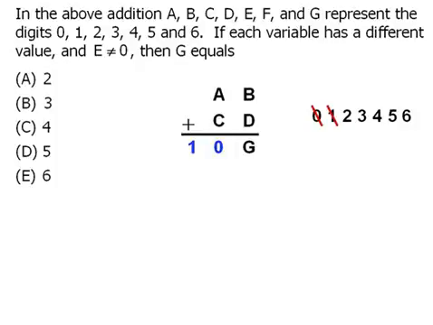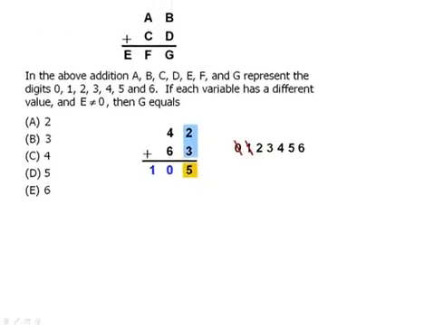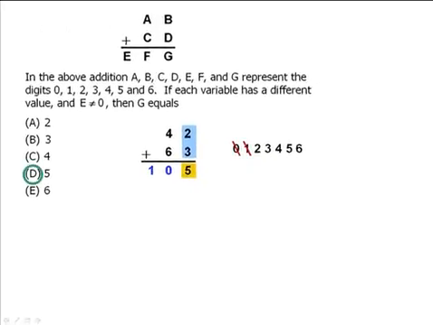So let's check out our second case, b and d equaling 2 and 3. If this were the case, then g equals 5, and a and c will equal 4 and 6. Notice here that our sum is 105, so these must be the correct answers. So g, in fact, in this case, equals 5. So our answer is D.